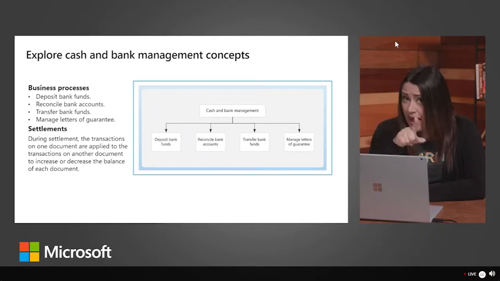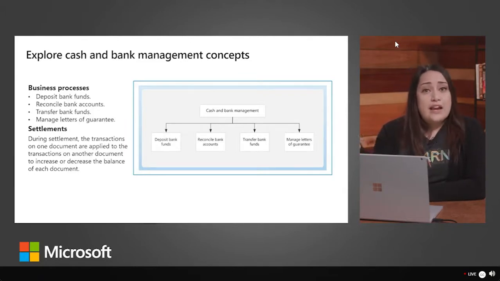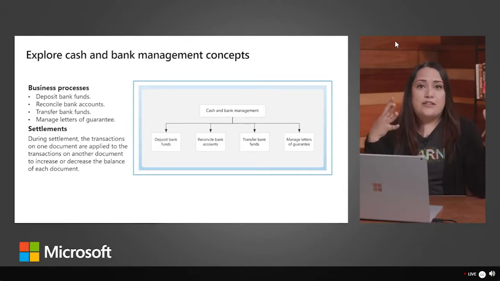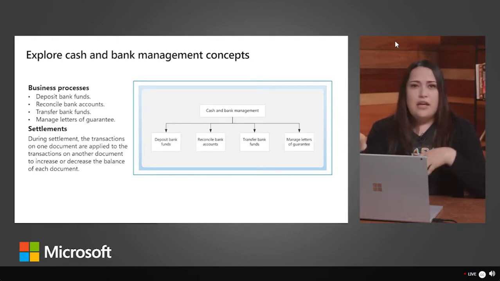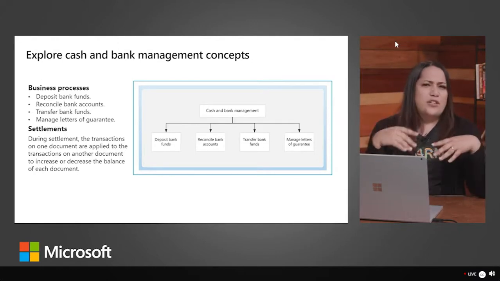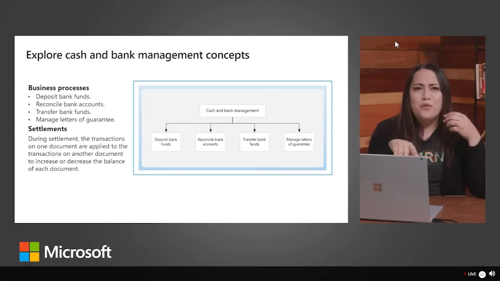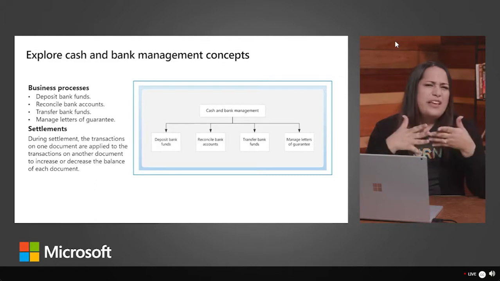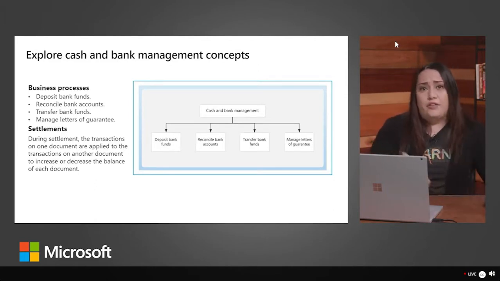Now, if that happens, you may need to process a settlement. And a settlement can occur between any transaction type that affects the vendor balance or the customer balance. These can be transactions like invoices, payments, credit memos, and fees. Really, any transaction that can be settled against any other transaction type.